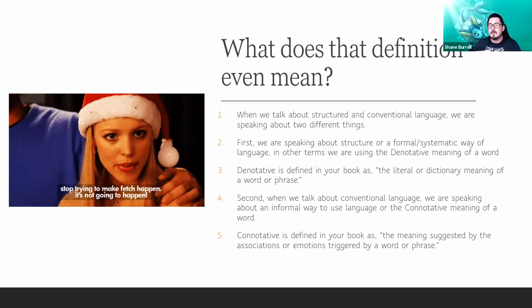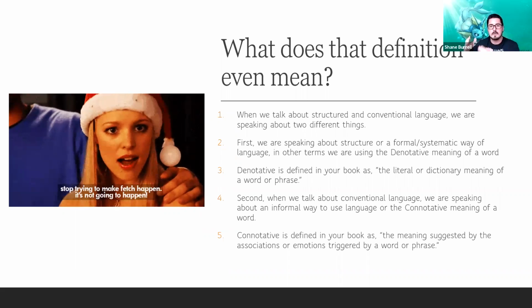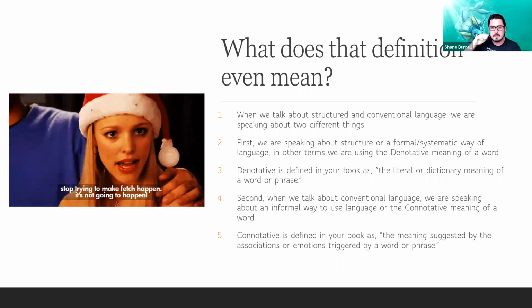So when we think of language, and especially when we're going into our informal and persuasive speeches, we want to take into mind that the use of language that we use will have an impact on our speeches as we go forward, okay?